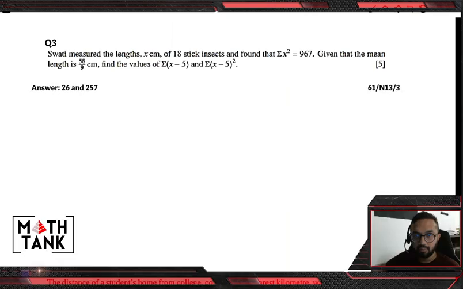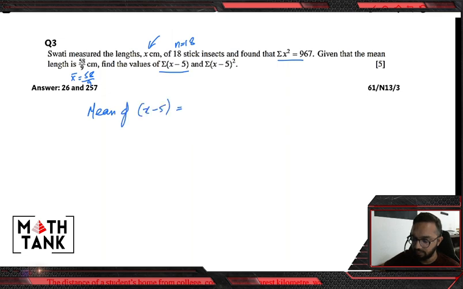Here is another question. It says Swati measured the lengths x centimeters. So the original variable is x centimeters, n is 18, and found that the sum of x squared is this, given that the mean, so x bar, is basically 58 over 9. And find the values of x minus 5. So Swati is asking you to calculate the adjusted values. So I'm going to say that the mean of x minus 5 is the same as the mean of x. I always start with this original equation. Why? Because it tells me what I need to find and what I already have. So this is what I already have, 58 over 9.